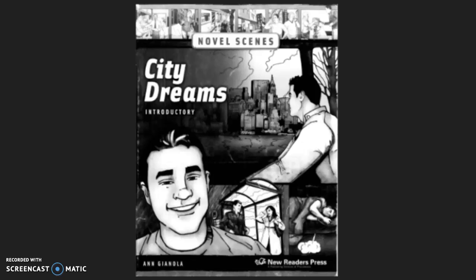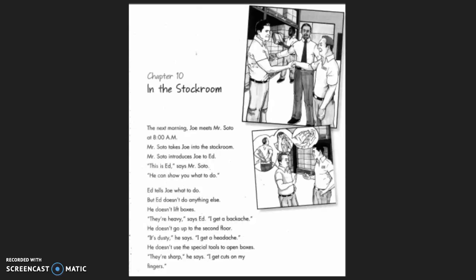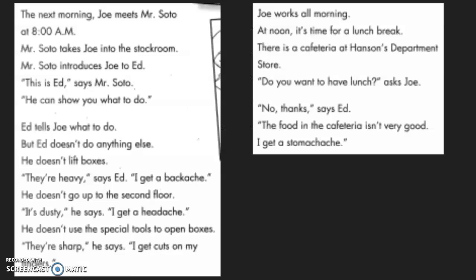Today we're going to work in Chapter 10 of the book City Dreams. The title of this chapter is In the Stockroom. First, let's read the story. This time just listen, and the next time we'll read together.